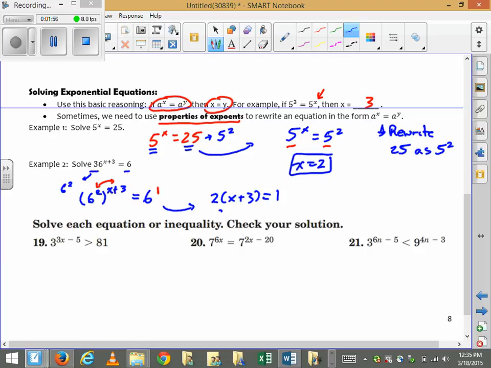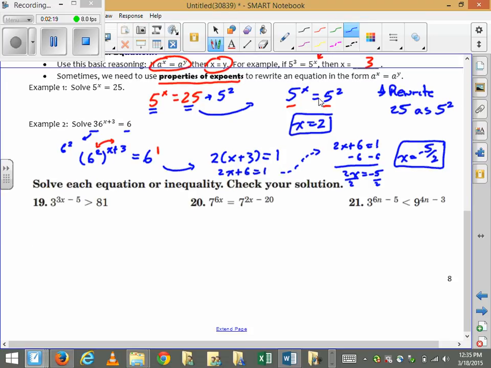And now I can distribute, so 2x plus 6 equals 1. Don't have a ton of room here. So subtract 6 from both sides, which leaves me with 2x equals negative 5. Divide both sides by 2, which tells me x equals negative 5 over 2. So the trick I'm playing is just turning some of these things into bases I already know. Some of them are going to be a little bit trickier.